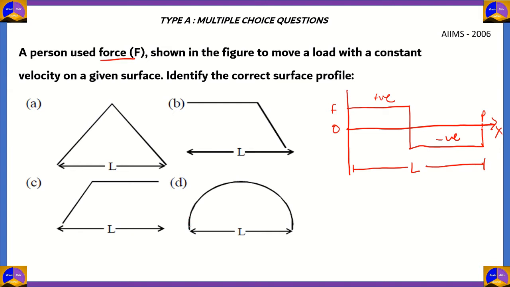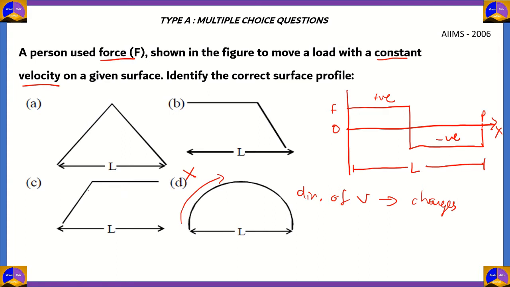So in option D, this object, a load for example, is moving across a circular path. So this is moving in a semicircle and meeting at the other side. So what happens here is that as the object is moving along, the direction of the velocity changes. So that means the condition of constant velocity will be absent in option D. So therefore, option D cannot be the correct surface profile.